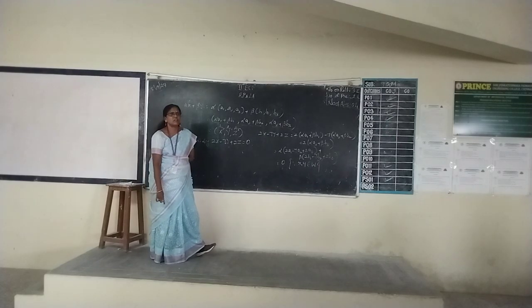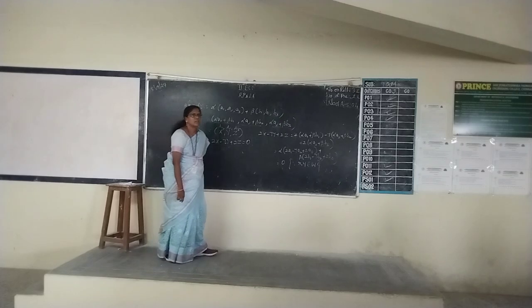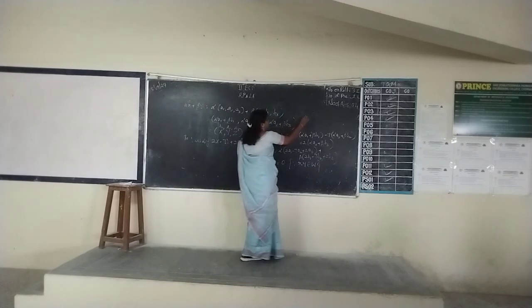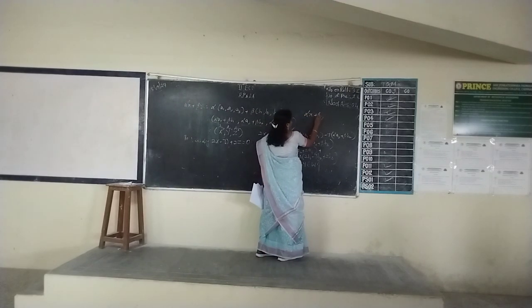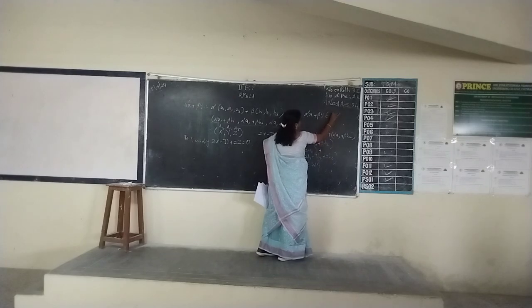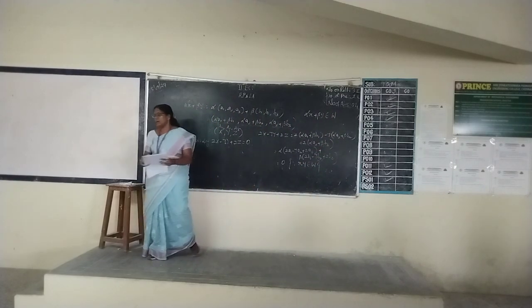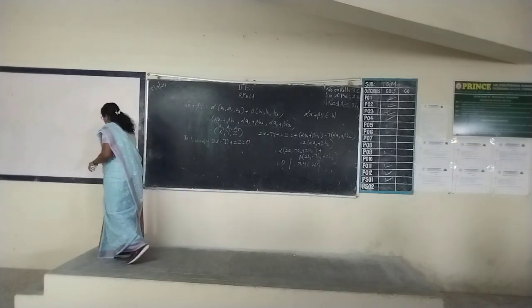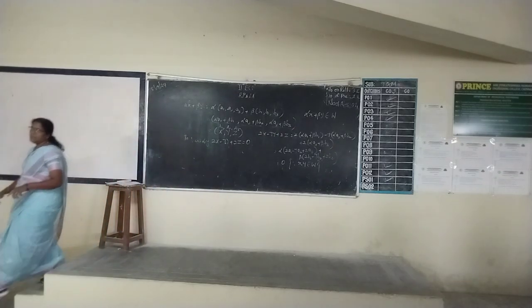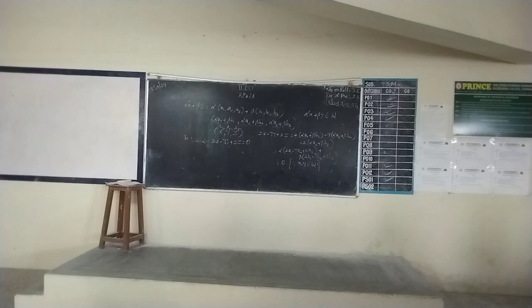So what is the final conclusion? Alpha x plus beta y belongs to W. So what is the conclusion you can get? Hence, W is a subspace of R3.